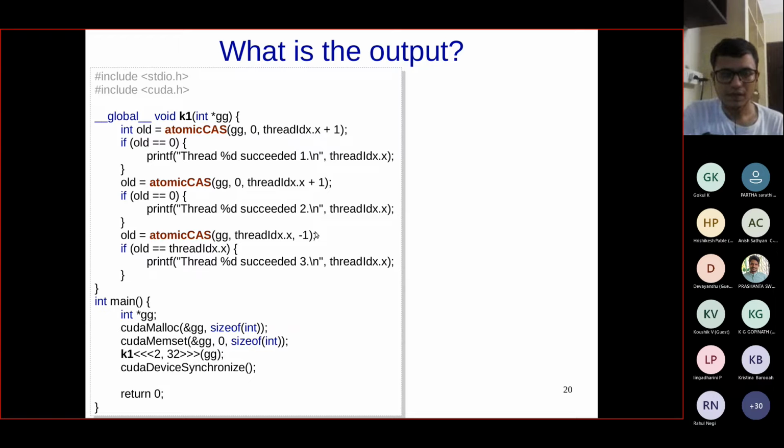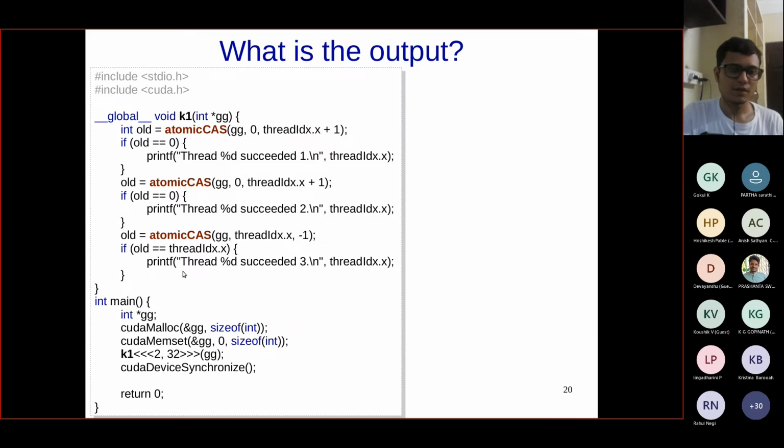If that happens, then the GG value is set to -1, and the old value that is returned is, well, 1. No, wait, it won't be 1. Sorry, it will be 2, because that was the value inside GG. Now it is set to -1, but initially it was 2. So the old value returned is 2, assuming that thread 1 succeeded with the first atomicCAS. Then thread 2 will succeed with this atomicCAS and enter this if condition, because old is 2 and thread ID is 2, and it will print this.